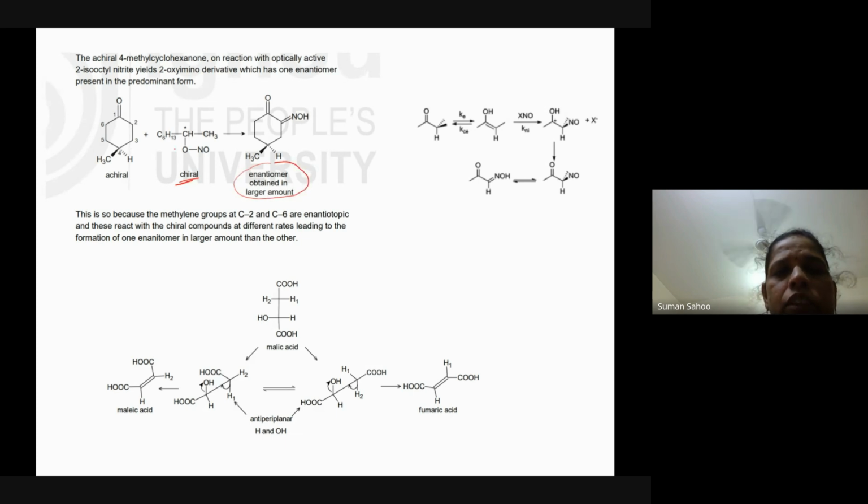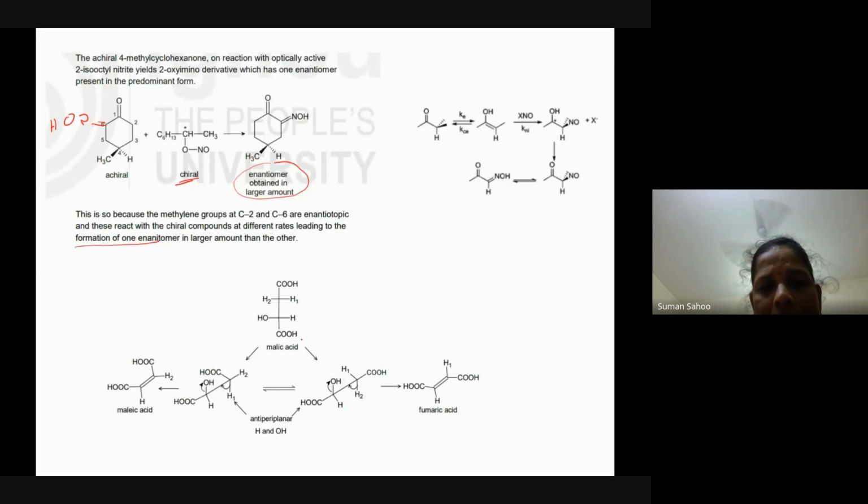The other one we could have got on this position. Okay, so this one is not being formed. This carbon number 2 and carbon number 6, they are enantiotopic. When we are reacting with your optically active isooctyl nitrite, that gives you 2-oxy immunoderivative, which we can get at carbon number 2 or carbon number 6, but this gives only at carbon number 2. So it only gives you one enantiomer in larger amount than the other.